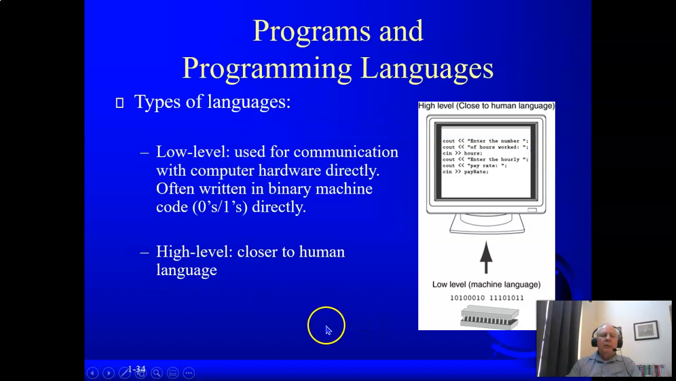Programs and programming languages, types of language. Low level is used for communication with computer hardware directly, often written in binary machine code, zeros and ones. High level is closer to human language, easier for us to understand and to write our programs.